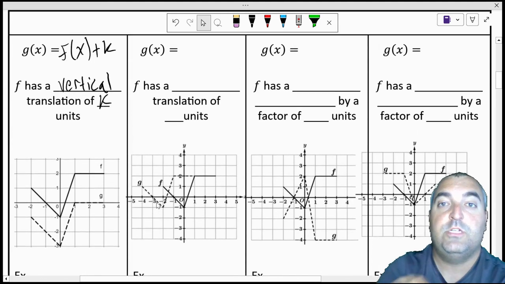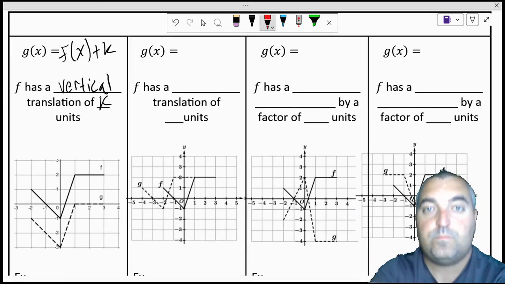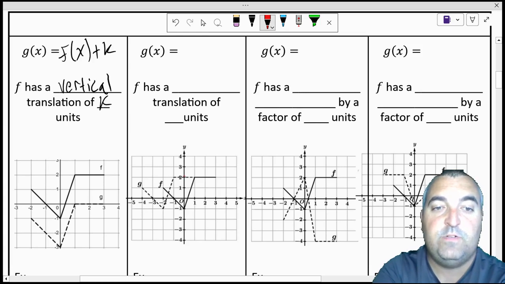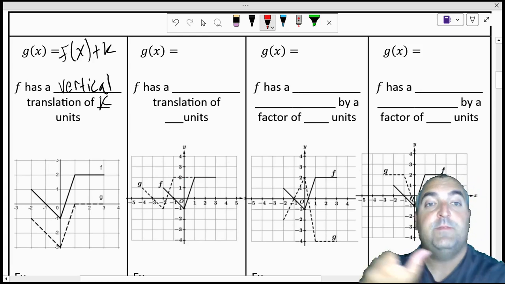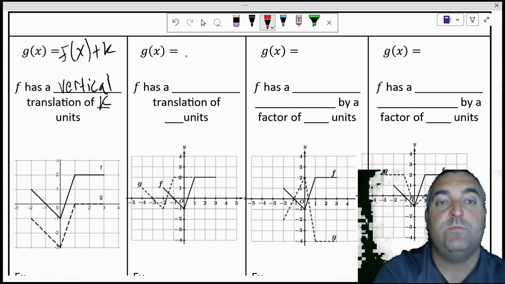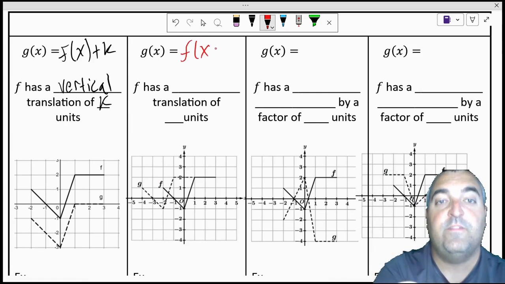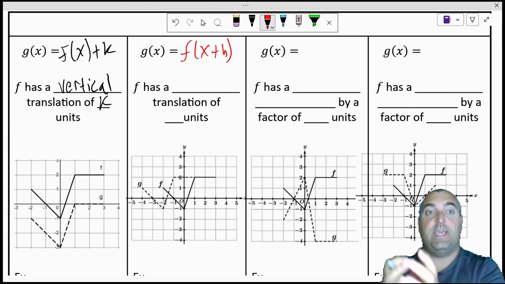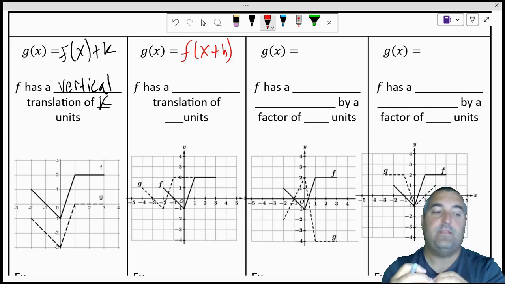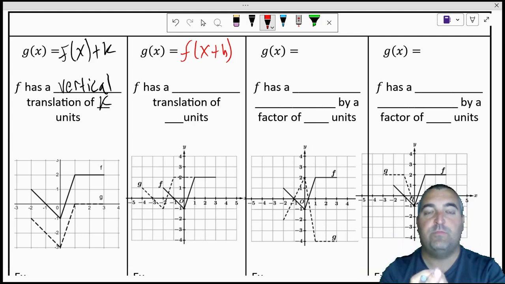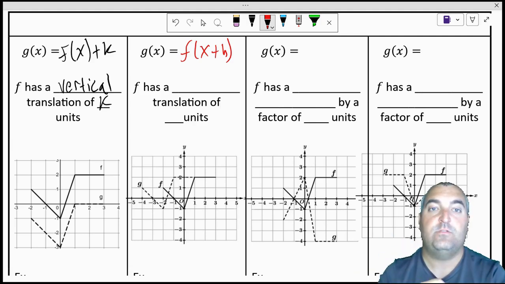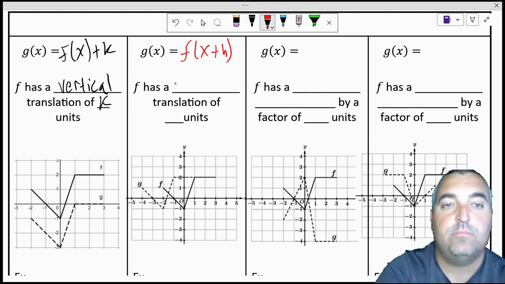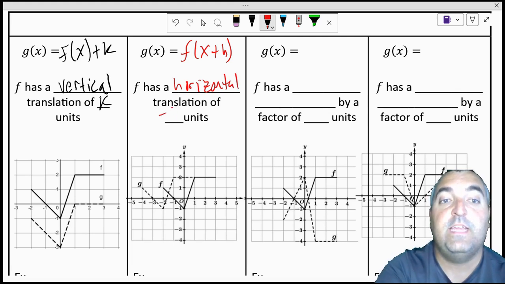All right, now g of x in the next one, if we look, f is the solid one, g is the dashed one. It has been moved to the left. So the way this one looks is you write f of x plus h, but the x plus h part is inside parentheses. Okay, it has to be grouped together. That's going to tell us our horizontal translation. It has a horizontal translation of negative h units.